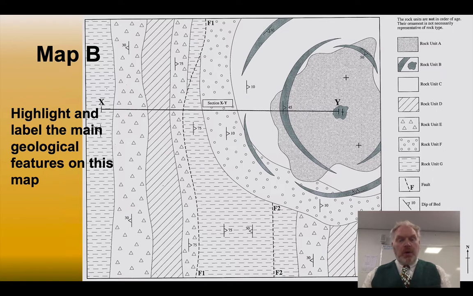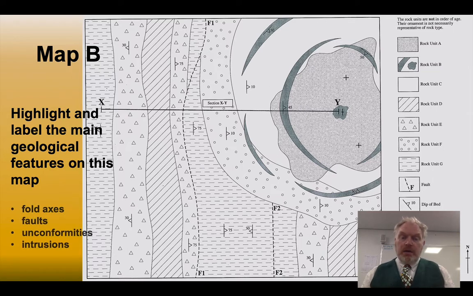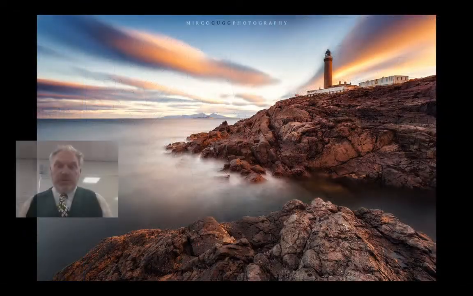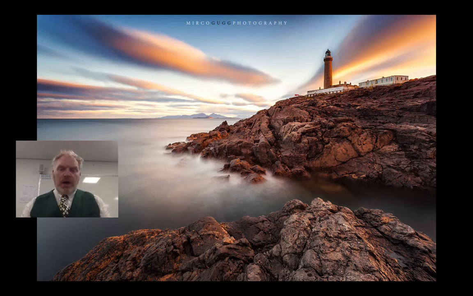Anyway, with this map, let's start by identifying some of the main geological features, any fold axes, any faults, unconformities, intrusions, perhaps highlight them, label them up before you start to draw your cross-section. So, as we see the sunset on the Ardnamurchan Lighthouse, have a go at Map B. Once you've come up with a solution, have a look at the answers. See if you can see how you've put together the answers to that particular map problem.